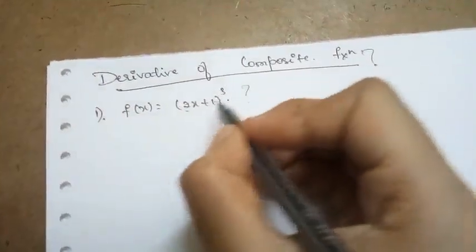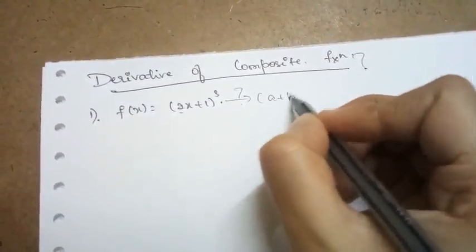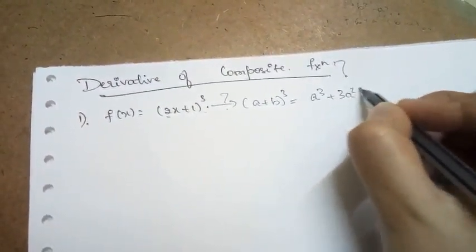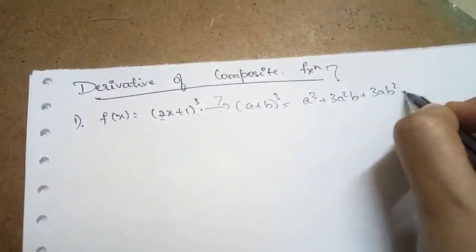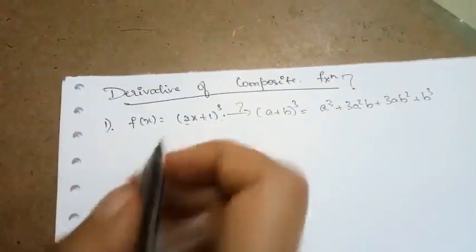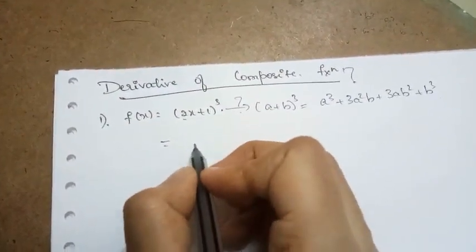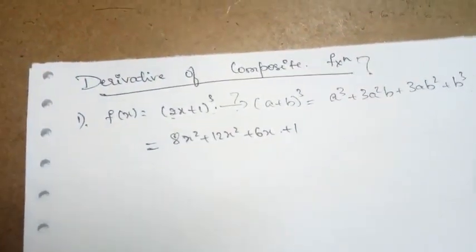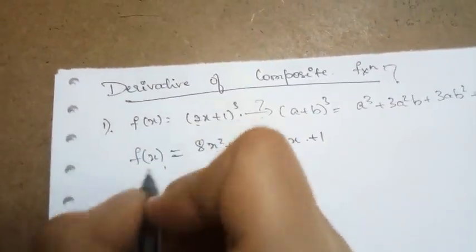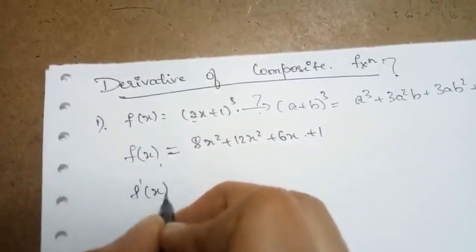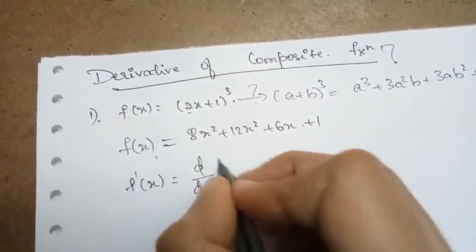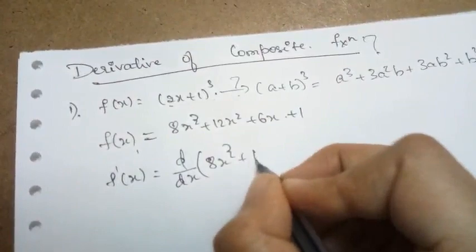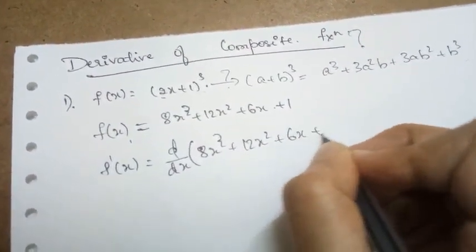This one is in the form of (a plus b) whole cube, and we have the formula a cube plus 3a square b plus 3ab square plus b cube. According to this formula we will split it up. It is nothing but 8x cube plus 12x square plus 6x plus 1. This is our f of x. We need to find its derivative, that is f dash of x. The derivative is d by dx of 8x cube plus 12x square plus 6x plus 1.